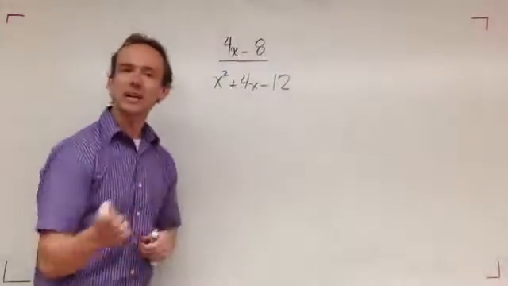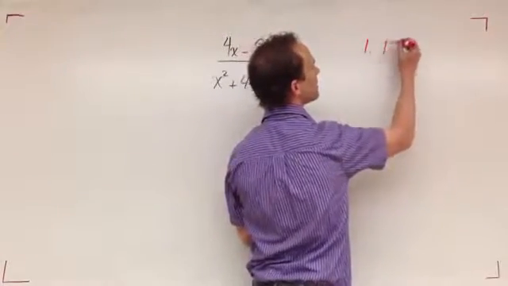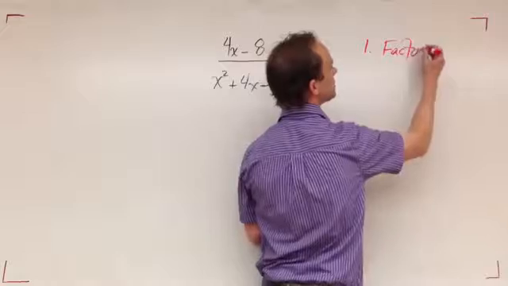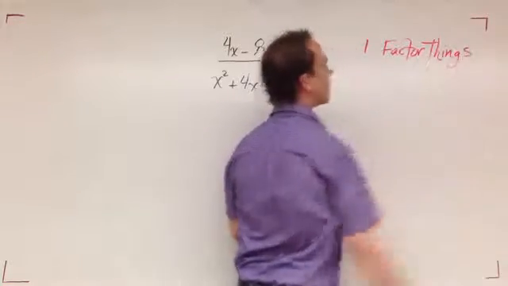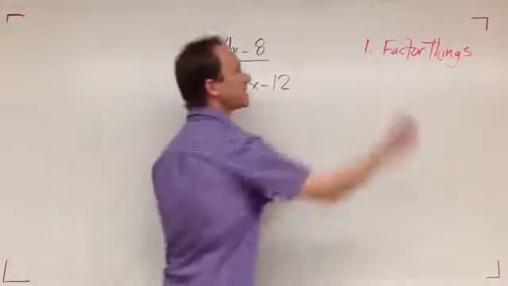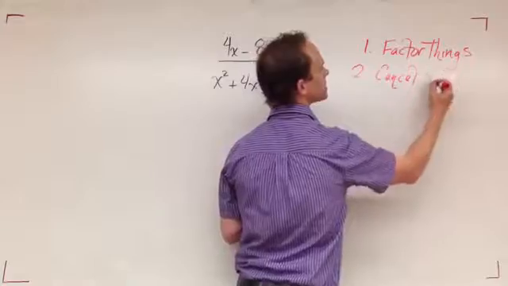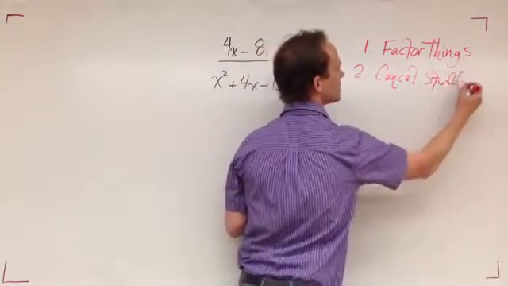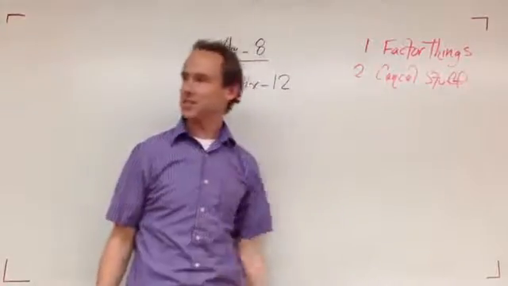It's a 2-step process. Here's the first step. Step 1: factor things. Step 2: cancel stuff. That's it. It's as easy as that. Factor things and then cancel stuff.